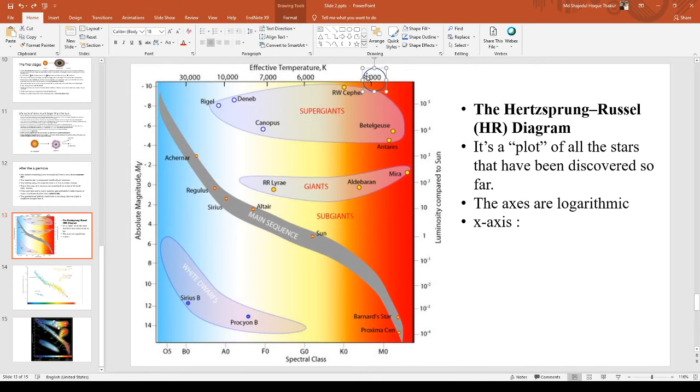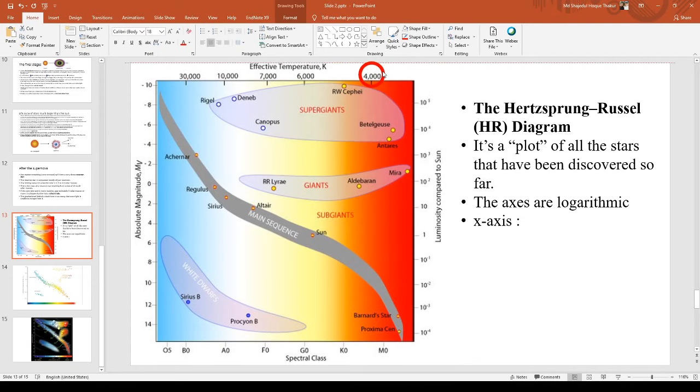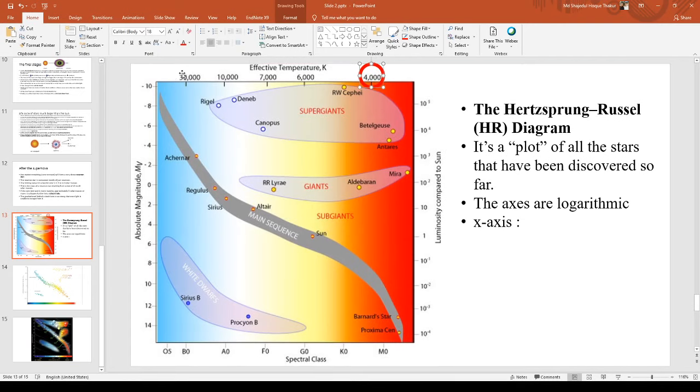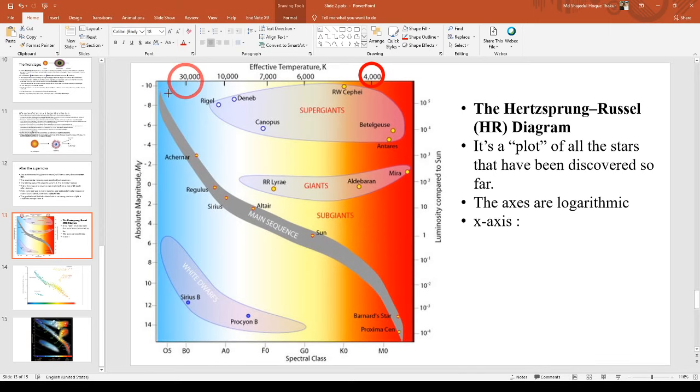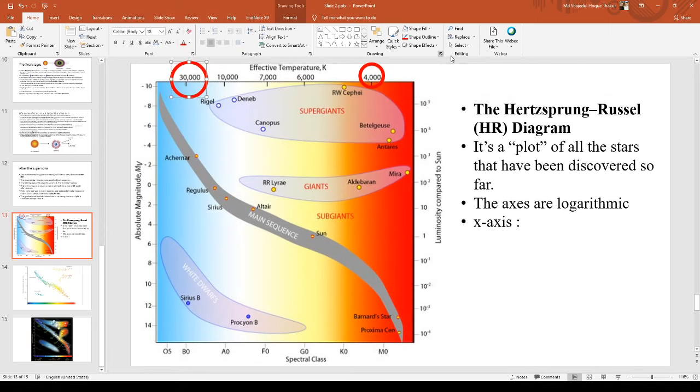This value is very important. You need to remember this 4000 Kelvin value, and also you need to remember, let me just make it a little more visible to you. You need to remember this value of 4000, and you need to remember this value of 30,000. So you need to remember these two values, 4000 and 30,000. What are these values? Kelvin temperature.